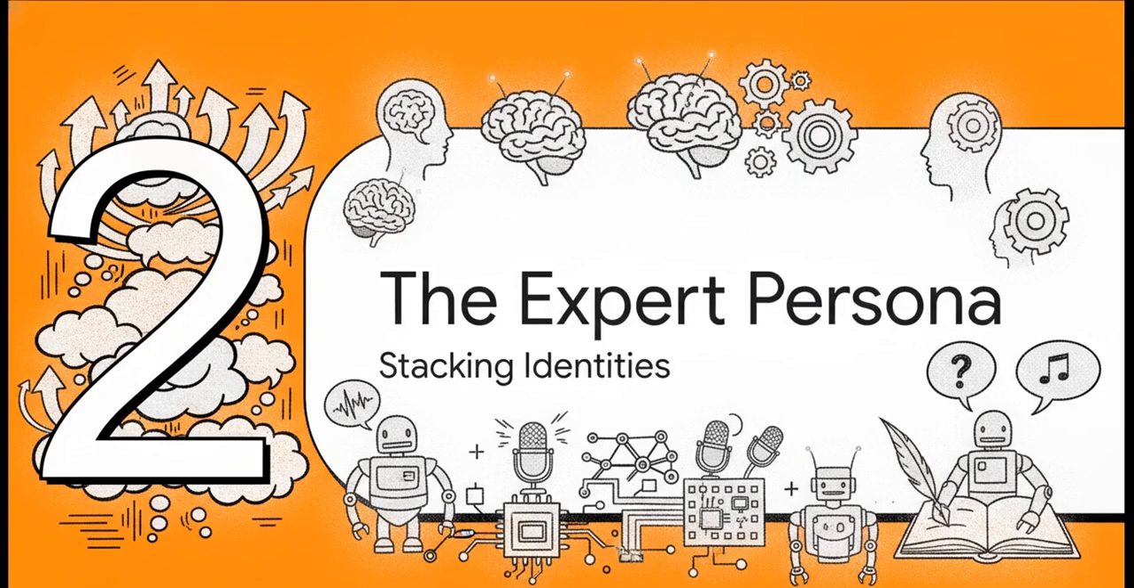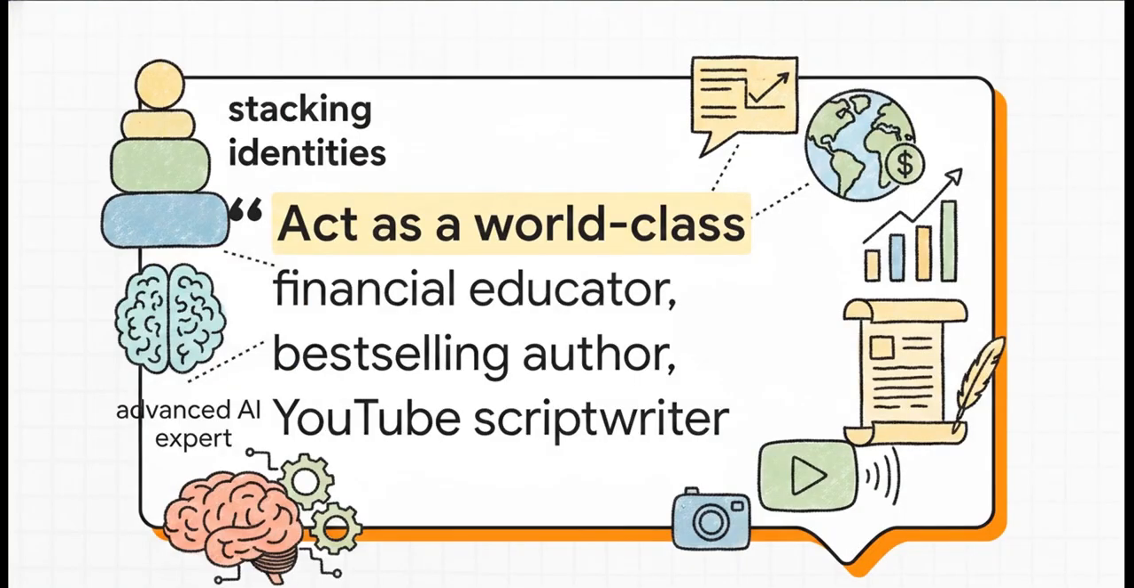Moving right along to Section 2, setting the expert persona. Okay, so how do you make sure this massive script doesn't just sound like a monotonous robot reading a phone book? You do it by stacking identities. Read this exact quote from the prompt with me. Act as a world-class financial educator, best-selling author, YouTube scriptwriter, investment expert, and storytelling master.